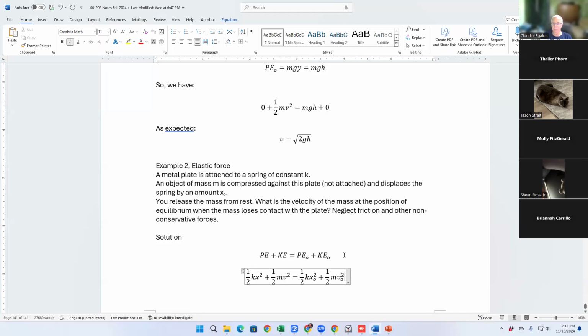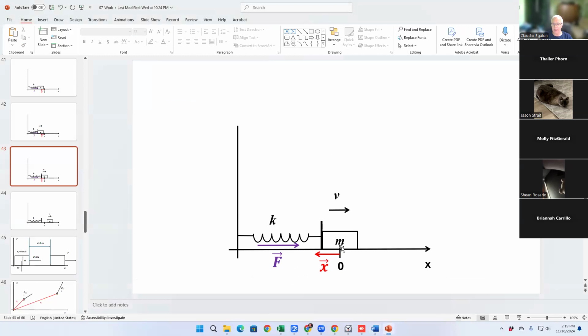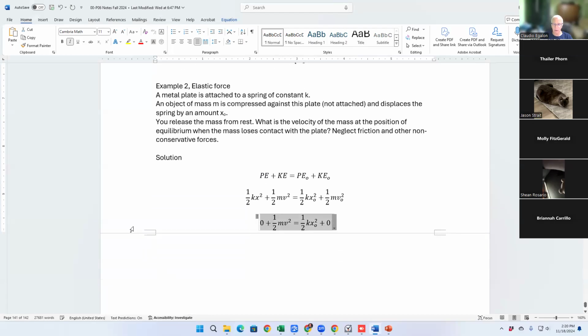As I mentioned before, the final position of the mass is going to be at x equal to 0, right? Take a look here. I put my x coordinate system. The origin of my x coordinate system is exactly at the position of equilibrium, so this one is going to be 0. The initial velocity is 0. Consequently, the initial kinetic energy is going to be 0. And now we have the solution here.